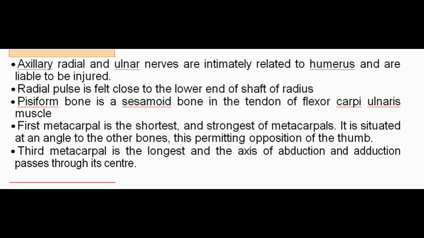First metacarpal is the shortest and strongest of the metacarpals. It is situated at an angle to the other bones, thus permitting opposition of the thumb. Third metacarpal is the longest and the axis of abduction and adduction passes through its center.